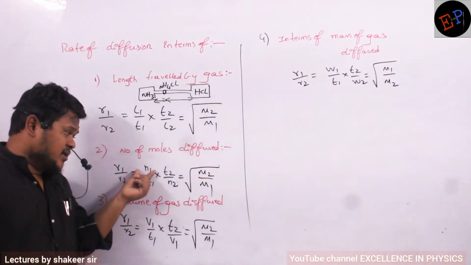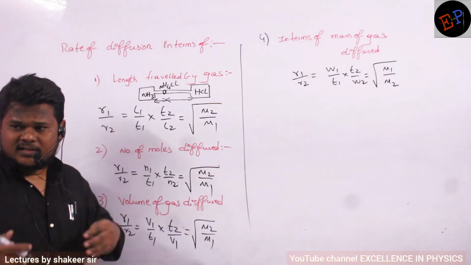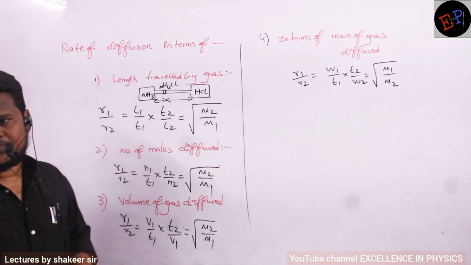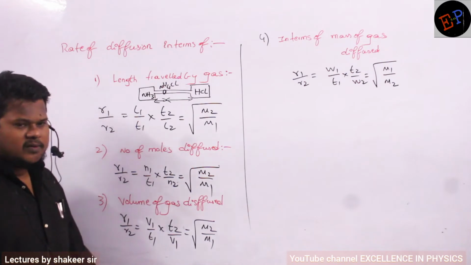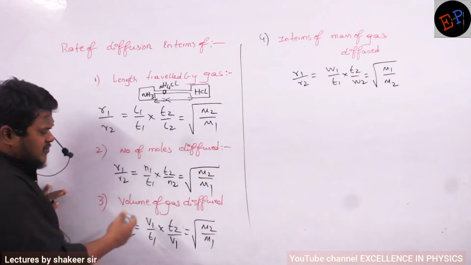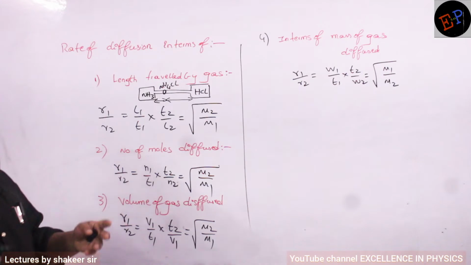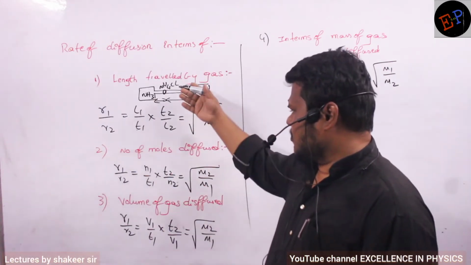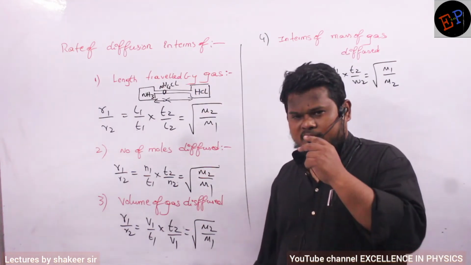Similarly, in terms of rate of diffusion, in terms of number of moles of gas which has diffused. Here N1 doesn't indicate the initial number of moles. N1 indicates the number of moles of the gas which has gone out of this cylinder, the number of moles which has escaped, which has diffused. Are you able to understand? So N1 by T1 multiplied by T2 by N2 is equal to square root of M2 divided by M1. Clear? Similarly, in terms of volume of gas diffused. This is length traveled, this is number of moles, and this is how much volume of the gas has diffused out of the holes or out of the opening. Then again, same format of formula: V1 by T1 multiplied by T2 by V2 is equal to square root of M2 by M1.